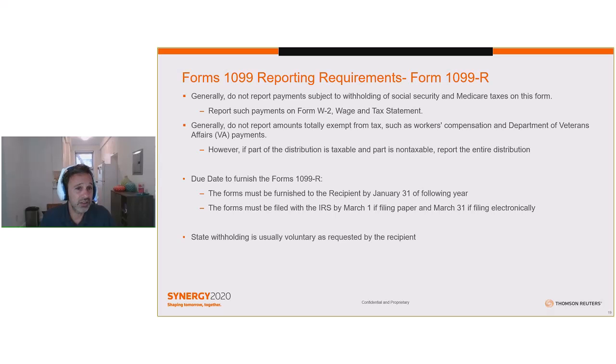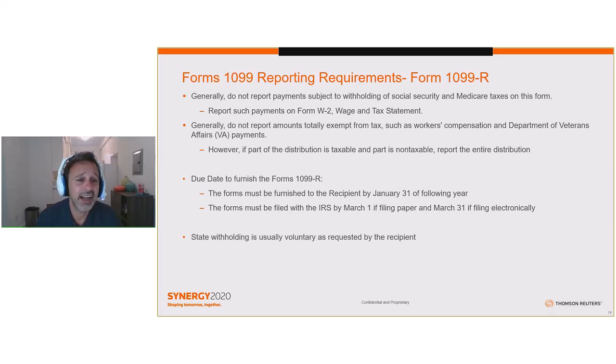There are other items we don't want to report, such as tax-exempt workers' compensation, unless it's part of a distribution. So for 1099-Rs, again, we must furnish it to the recipient by January 31st of most years, February 1st for next year, and file with the IRS by March 1st if filing paper, March 31st if electronic, though most of my clients I see report electronically because of the number of 1099-Rs that they have.